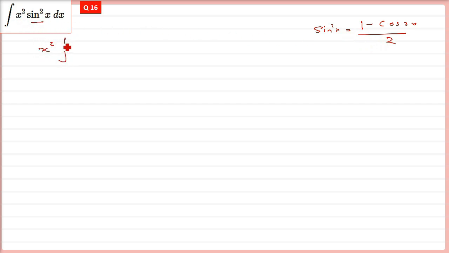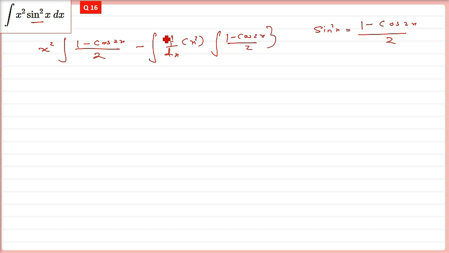So x square has to be taken as the first function. The second function will be 1 minus cos 2x divided by 2, minus integration of d by dx of x square, integration of 1 minus cos 2x divided by 2, and this whole has to be kept inside a dx. So this will be x square. Now 1 minus cos 2x by 2 has to be integrated twice. So let's do it separately and then we'll put the result.